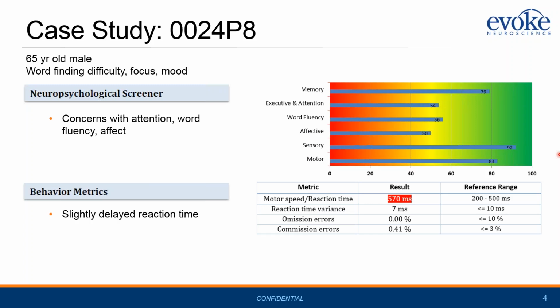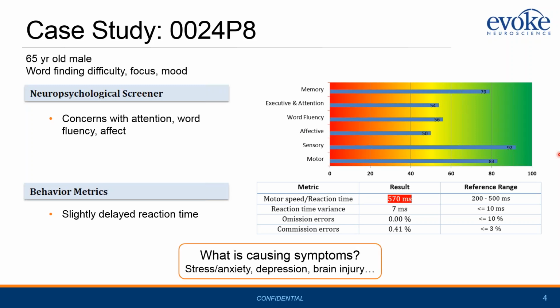They have pretty delayed motor speed and reaction time. So we know that they are having symptoms, but we have trouble identifying what the cause of these symptoms are. It could be stress and anxiety, it could be depression, it could even be a TBI. Now, this patient hasn't directly reported, oh, I had a huge car accident 2 weeks ago.